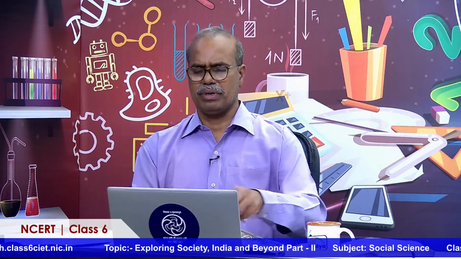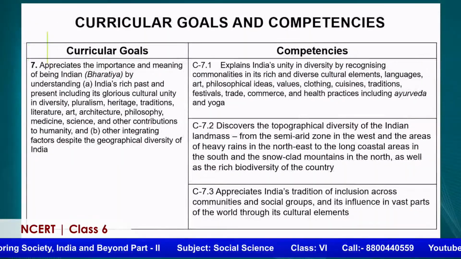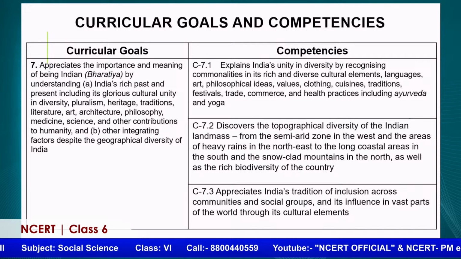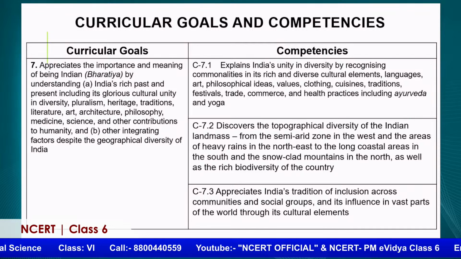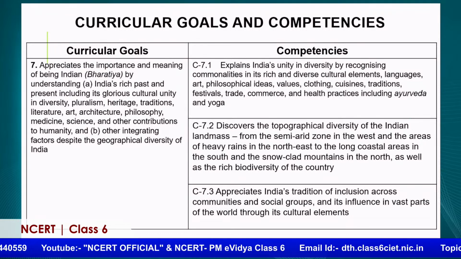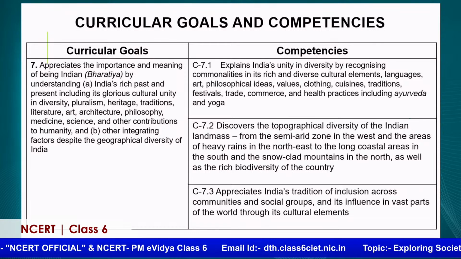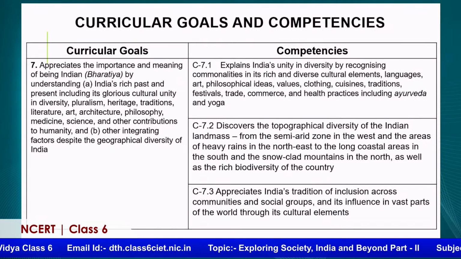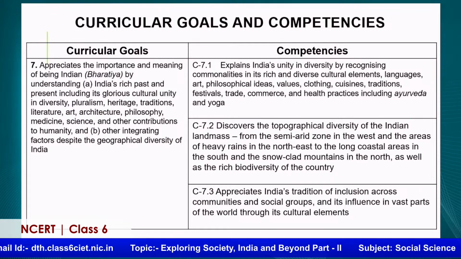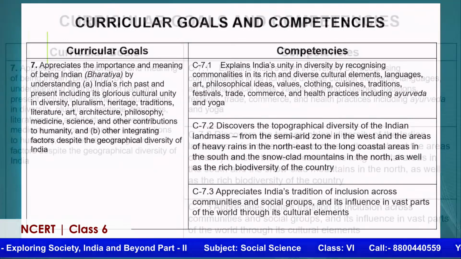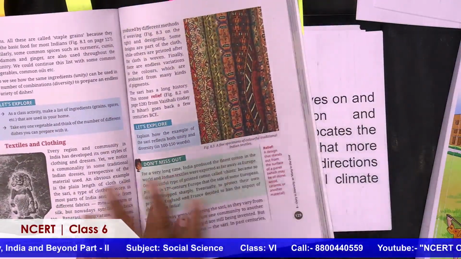I am giving you another example, competency 7.1. This competency pertains to the topic called unity in diversity, or many in the one. Our purpose is that after studying this chapter, you should be able to explain India's unity in diversity by recognizing the commonalities of rich and diverse cultural elements: languages, art, philosophical ideas, values, clothing, cuisines, traditions, festivals, trade and commerce, and health practices including Ayurveda and yoga. The whole of chapter 8 deals with, for example, the tradition of clothing.